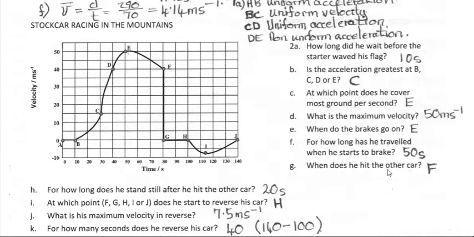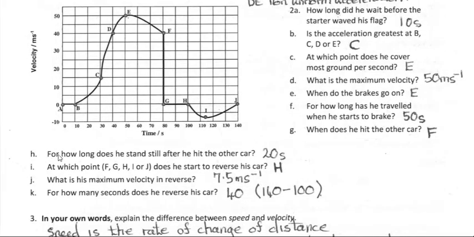Part G, when does he hit the other car? He hits the other car at F and his velocity drops right down to 0 in a very short time, almost instantaneously, we can say. Part H, for how long does he stand still after he hit the other car? Between 80 and 100 seconds, so that's 20 seconds.